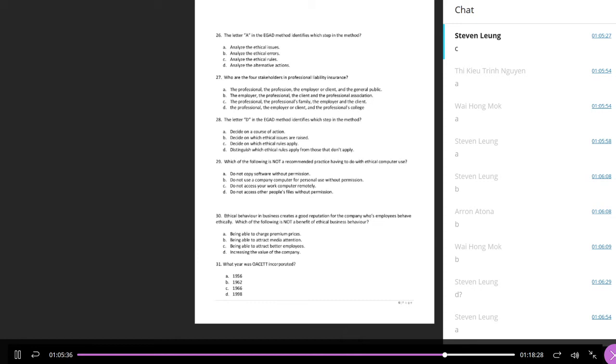Number 30. Ethical behavior in business creates a good reputation for the company whose employees behave ethically. Which of the following is not a benefit of ethical business behavior? Right, the answer is A. Charging premium price is more of a function of market position than ethical behavior, so 30 is A.